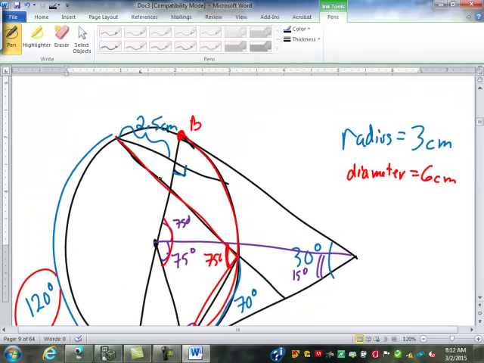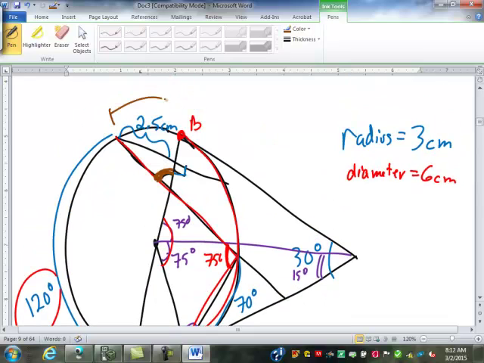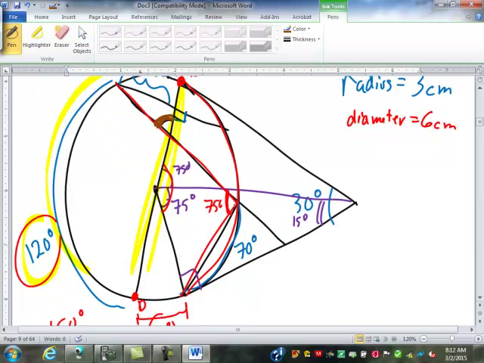How about this angle right here? Can we find that one? Right there. Well, do I know this arc from here to here? What is it? Why is it 60? Because it's 180 minus 120. This is a diameter, which means that this has to be 180. So if this is 120, this has to be 60. Add up to 180.